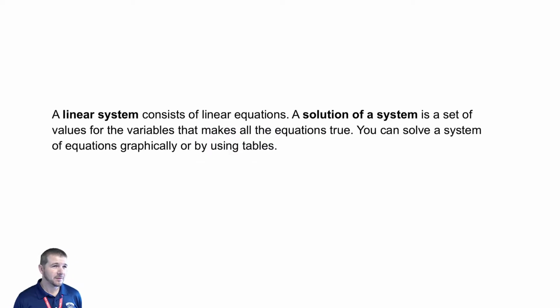A linear system consists of linear equations. A solution of a system is a set of values for the variables that makes all the equations true. You can solve a system of equations graphically or by using tables.